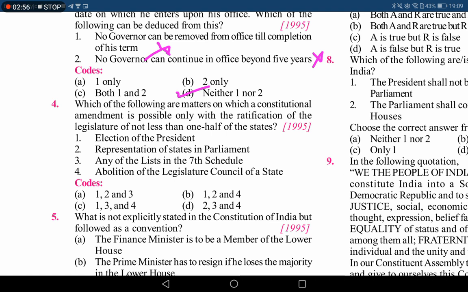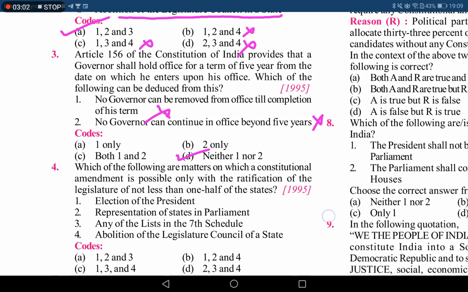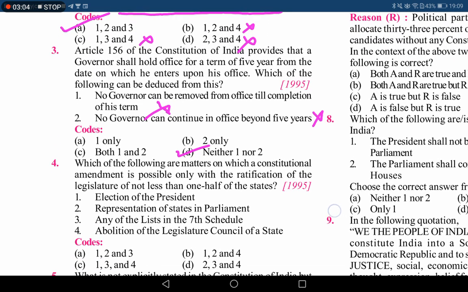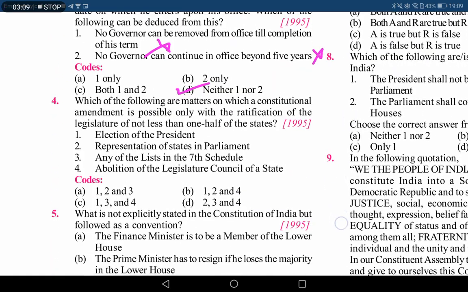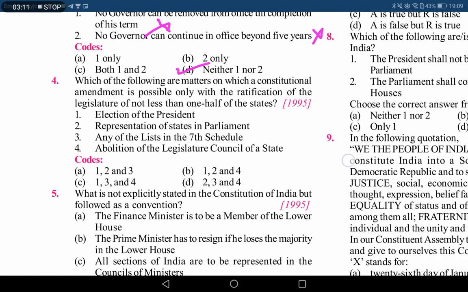The next question is, which of the following are matters on which a constitutional amendment is possible only... This question has been given twice. It has already been asked in question number 2, so there's a repetition. So you are aware of the correct answer, that the correct answer is option number 1.